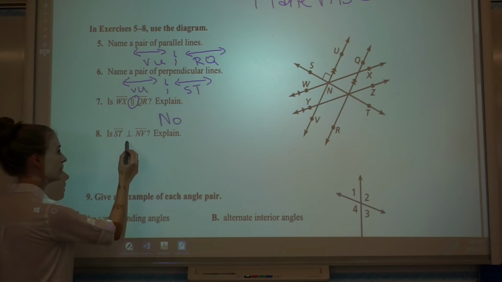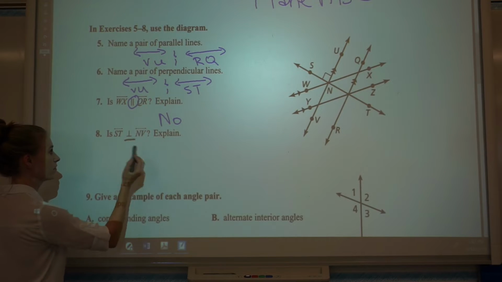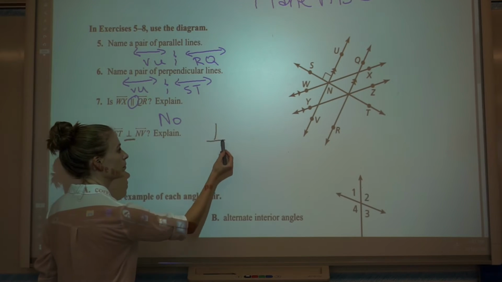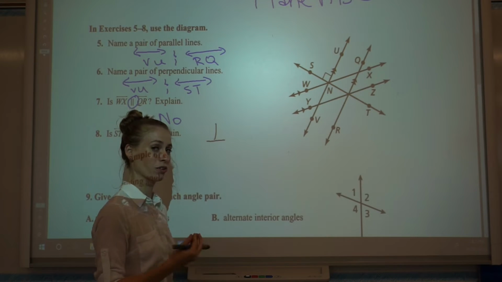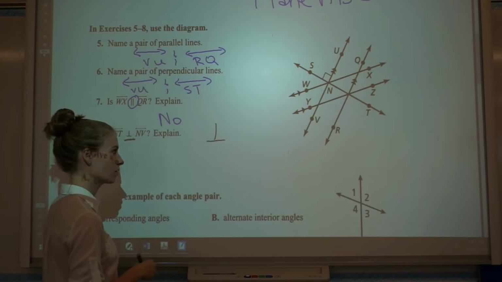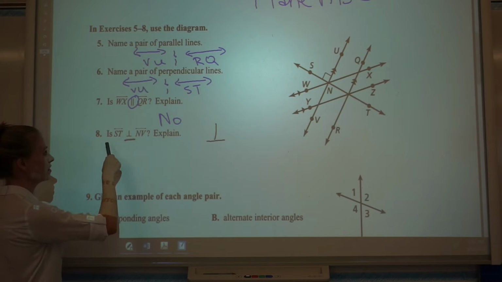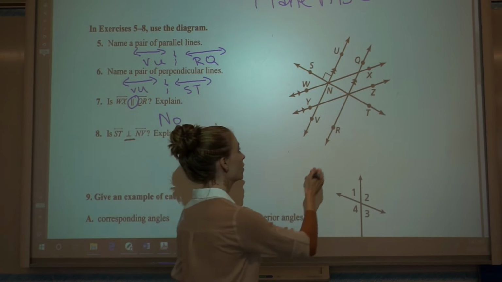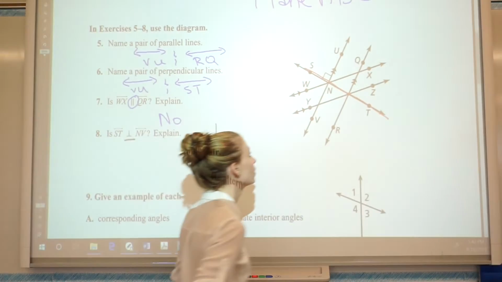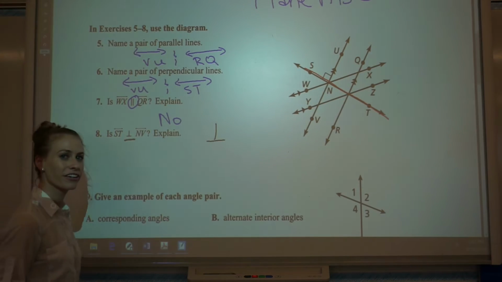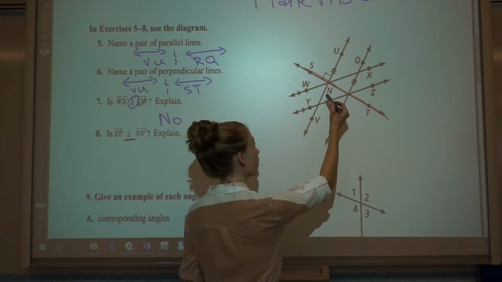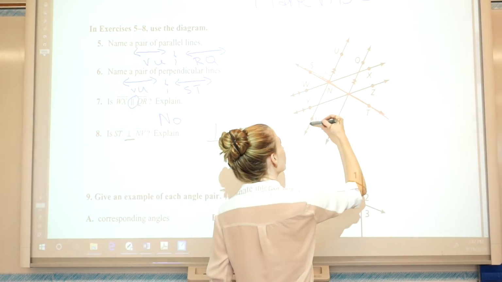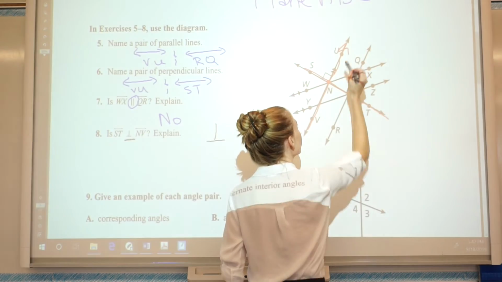So if you ever see this little fancy symbol right here, make it a little bigger, that means it's perpendicular. Are the two lines perpendicular? Okay, so they're asking us, is ST perpendicular to NV? So NV right here, that's our point. This whole guy right here, NV.